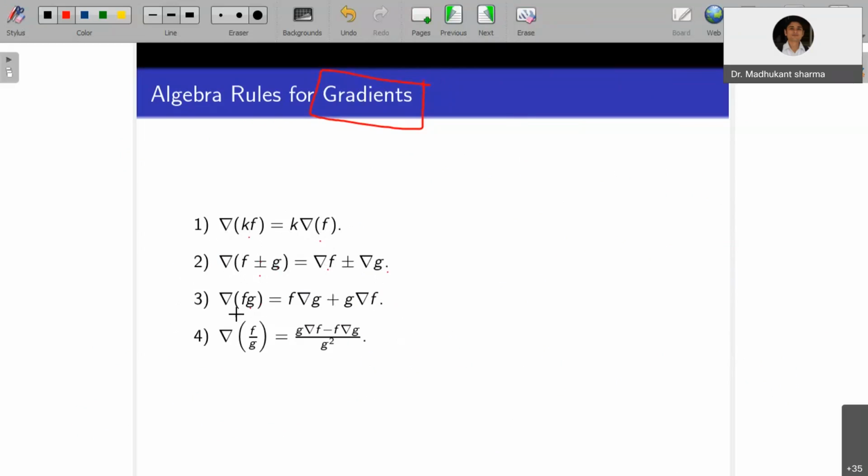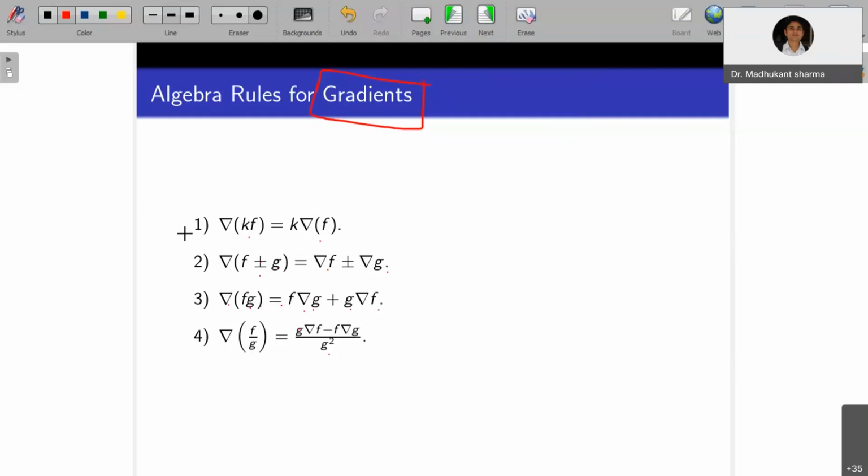The product rule is also valid. So grad of fg is equal to f grad g plus g times grad f: first function as it is, derivative of second function as it is, plus derivative of first function. Similarly for the quotient rule: grad of f by g is going to be (g times grad f minus f grad g) over g square.